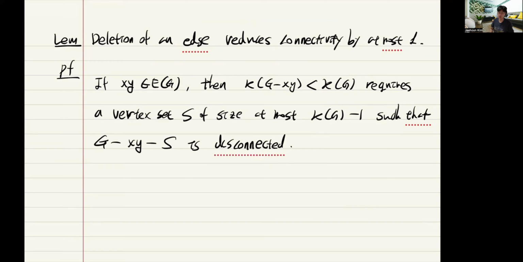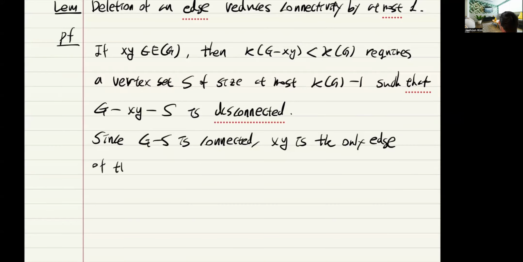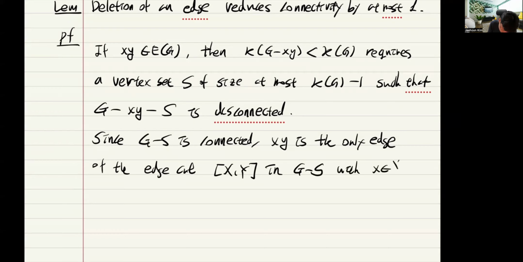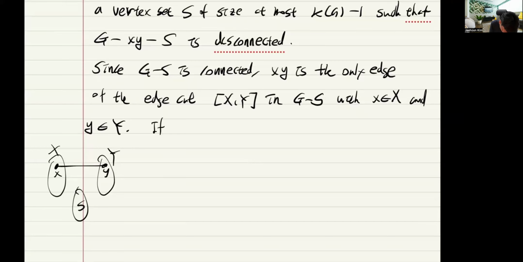But what do we know? If S had a size smaller than the connectivity of G, G minus S is connected. That means xy is the only edge of the edge cut from some set X to some set Y in G minus S, with X being in its capital X and Y being in this set Y. So you have X and Y, S, X, and Y.